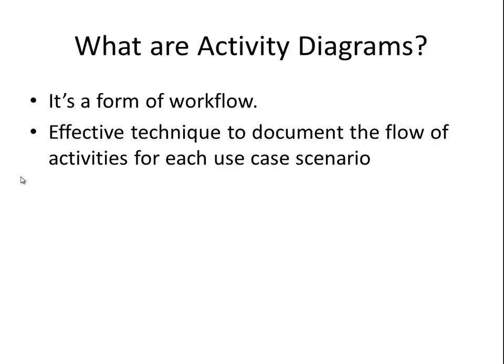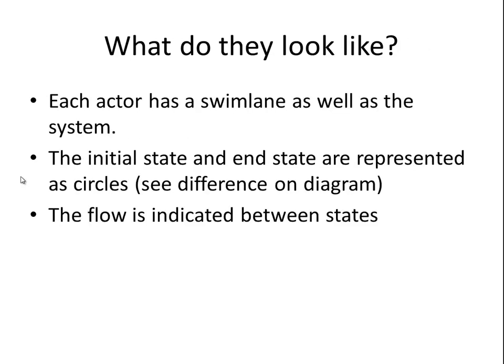Now, what do these activity diagrams look like? Well, an activity diagram is in the form of a workflow, and it's a very effective technique to document the flow of activities for each use case scenario. Each actor in your activity diagram is going to have a swim lane as well as a system, and you would represent the initial and end state as circles. And then basically, you have each state in the swim lane with connectors indicating from what state to what state it would go. Now let's have a look at this in Visio.